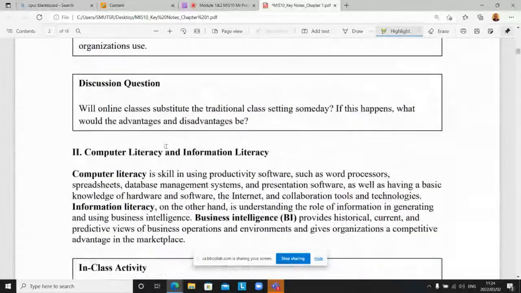There is a discussion question here. Will online classes substitute the traditional class setting someday? What do you guys think? Can I just pause there and ask the question? Do you think we are going to go totally online?